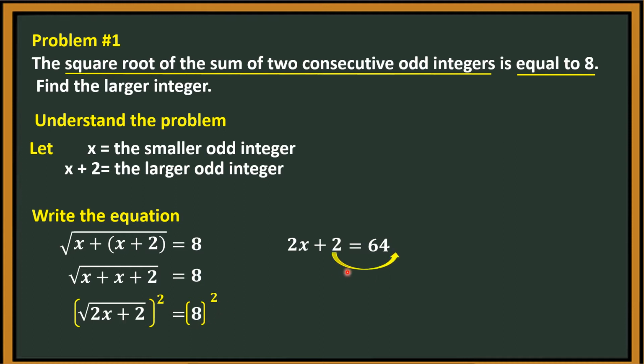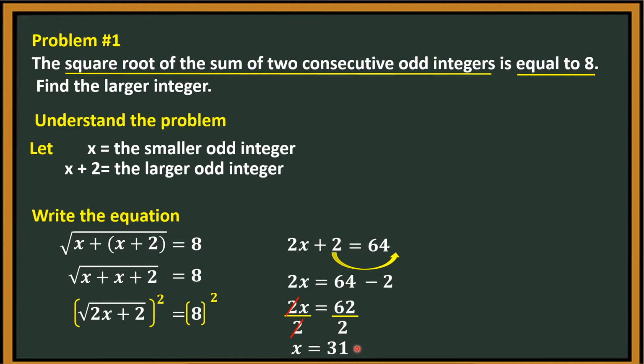And then, yung positive 2, we're going to transpose that to the right side. So, it will become negative. Always remember, pag nag-transpose, mag-change ng sign. So, we will have now 2x is equal to 64 minus 2. And then to simplify this, so that is 2x is equal to 62. Since we're going to solve for x, we're going to divide both sides by 2. So, we can cancel now 2 sa left side. And then, x ang matitira. And then, 62 divided by 2, that is equal to 31. Therefore, x is equal to 31.